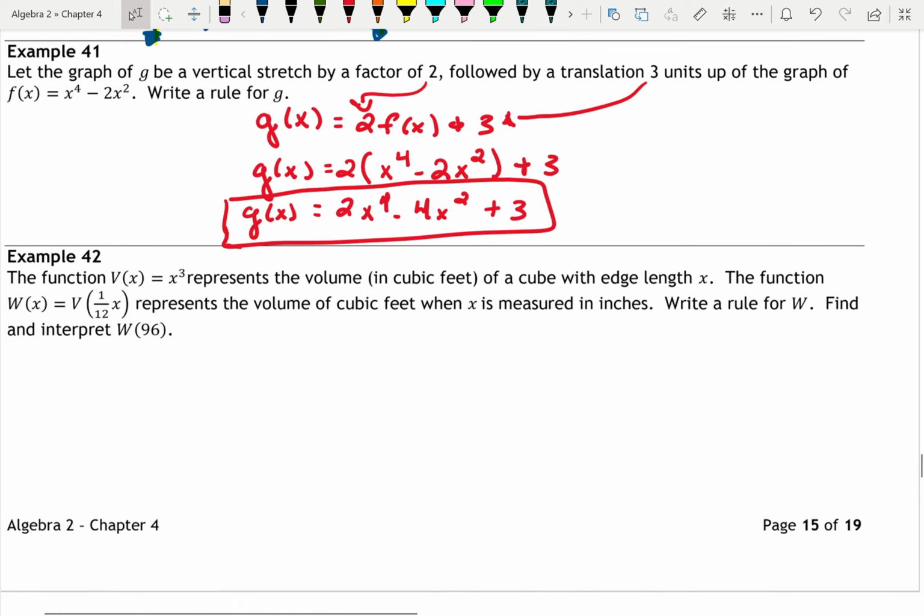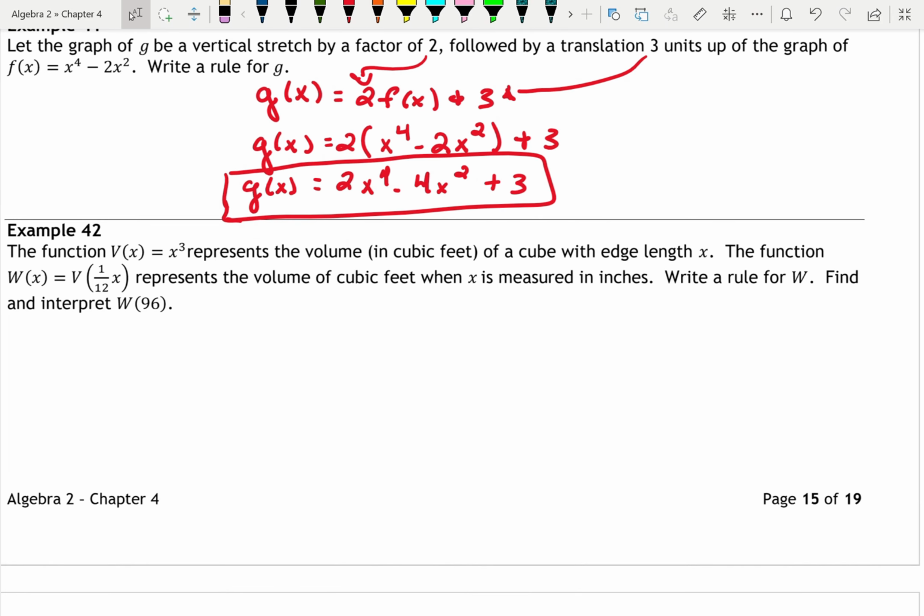Let's look at number 42. The function v of x equals x cubed represents the volume in cubic feet of a cube with edge length x. The function w of x equals v of 1/12 x represents the volume in cubic feet when x is measured in inches. We should say in right there. Write a rule for w, and then find and interpret w of 96.